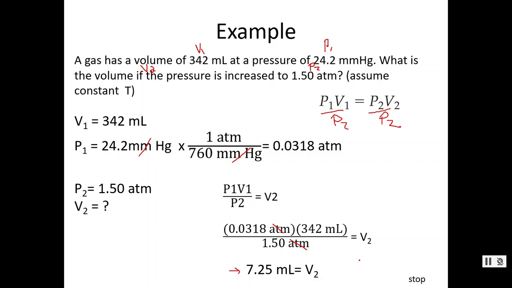So that's Boyle's law involving pressure and volume. The next video is going to talk about volume and temperature of a gas.